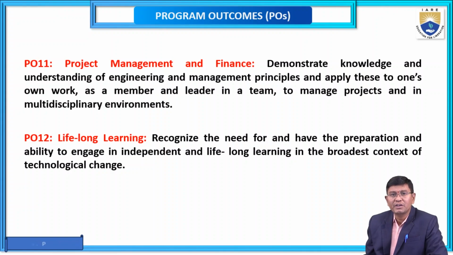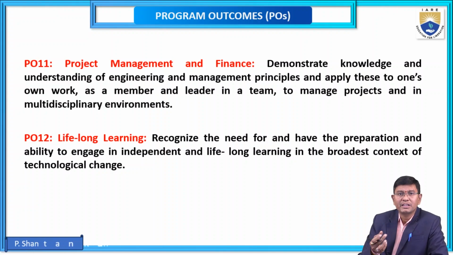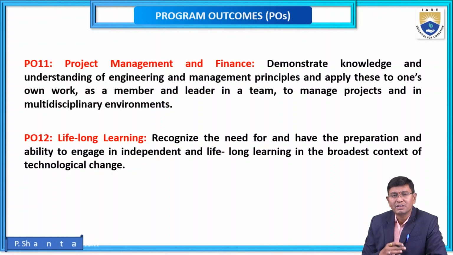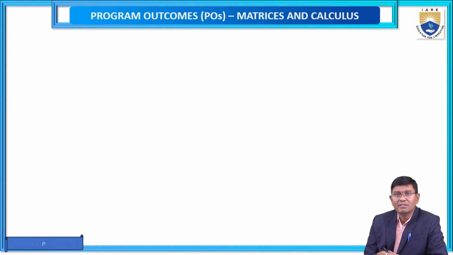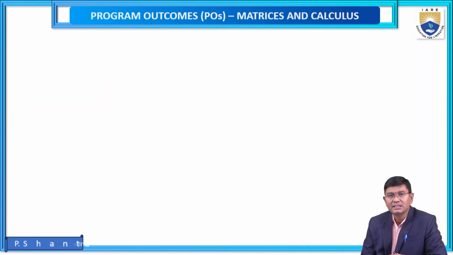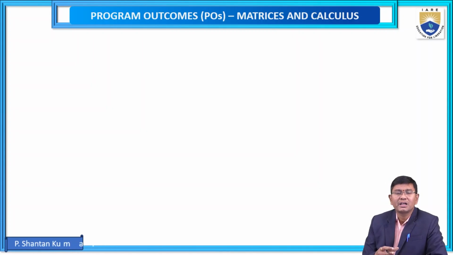These are the 12 POs provided by the NBA, and they are mandatory. Out of these 12, each organization, subject by subject, while framing the subject level, takes some subjects based on 2 POs, or 3 POs, or 4 to 5 POs, depending on the subject. Out of these 12 we need to consider some, and as per our syllabus, matrices and calculus, we consider only some of the 12 POs.